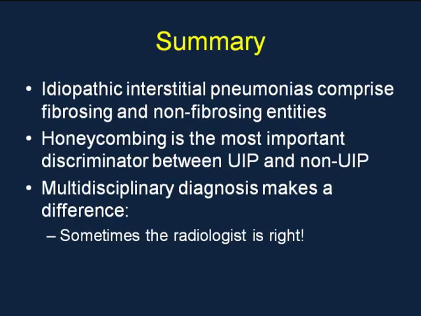So in summary, I hope you've seen that we're now trying to be less list-driven and more organized about classifying the idiopathic interstitial pneumonias into fibrosing and non-fibrosing entities. That honeycombing, which you all knew, is the most important distinguisher between UIP, possible UIP, and non-UIP, and that multidisciplinary diagnosis makes a difference, and sometimes the radiologist is right.